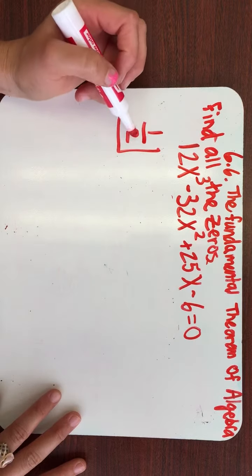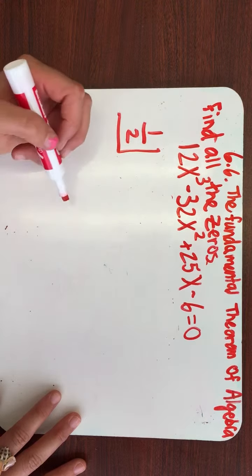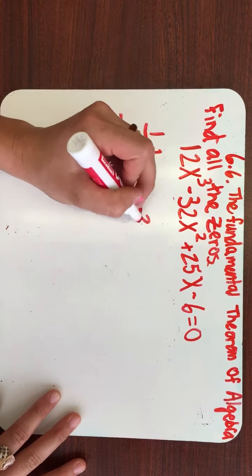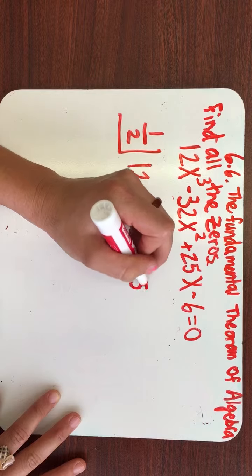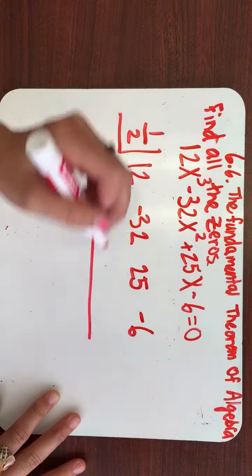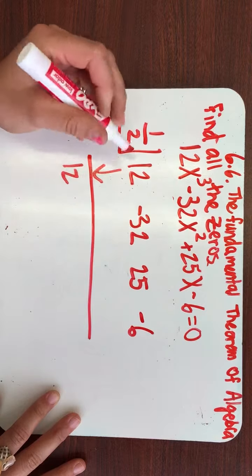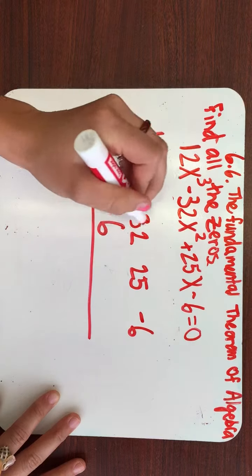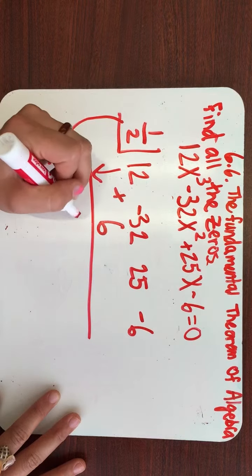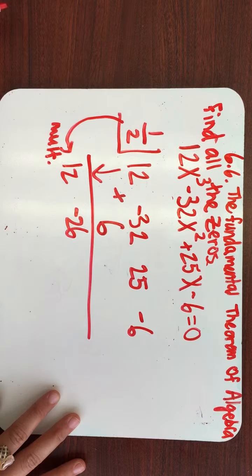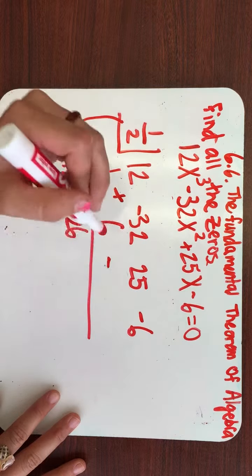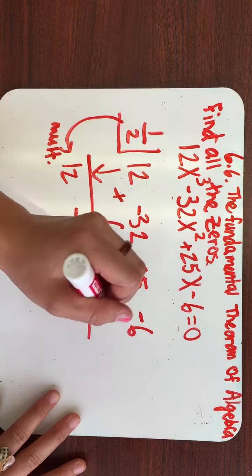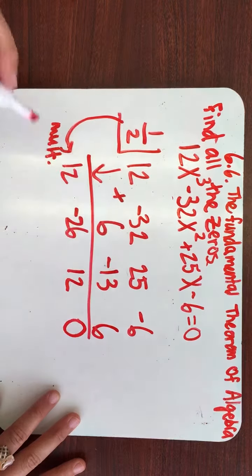And what we're trying to see here when I use this is if the remainder will be 0. So I'm going to use synthetic division here, listing all of my coefficients. Bringing down my first coefficient, 12, multiplying. Half of 12 is a 6. Adding these, that will give me a -26. Multiplying, I'll get a -13. Adding, I'll get a 12. Multiplying, I get a 6. Adding, I get a 0.